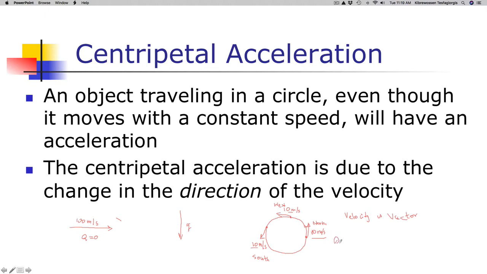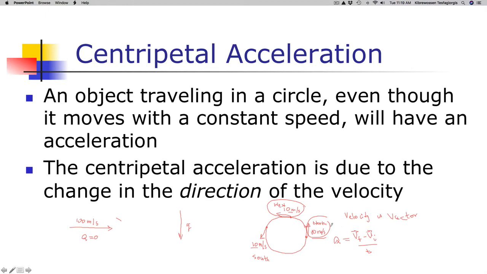As we know, acceleration is the change in velocity, which is the final velocity minus the initial velocity, divided by the time between those two changes. If this is your initial velocity and this is your final velocity, they are not equal, because it's a vector quantity.